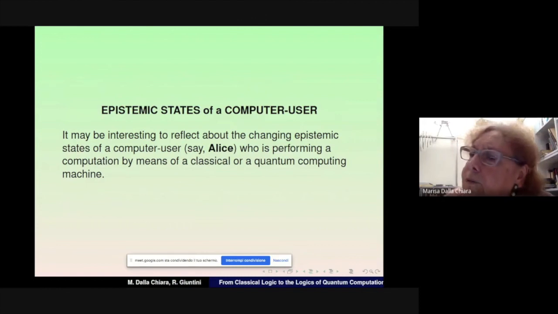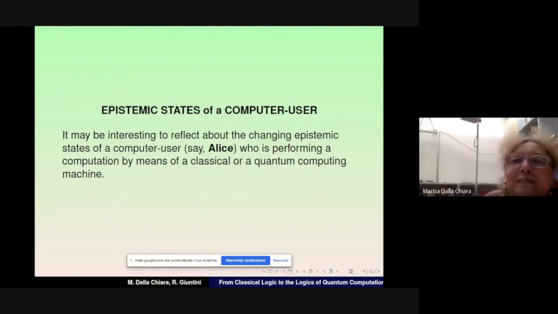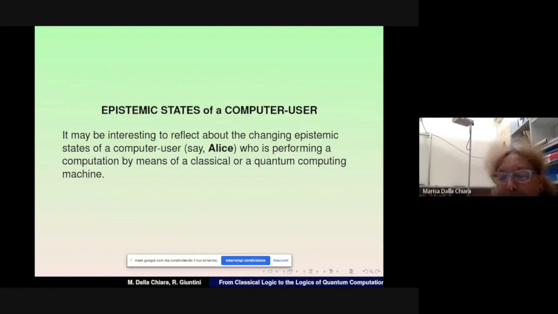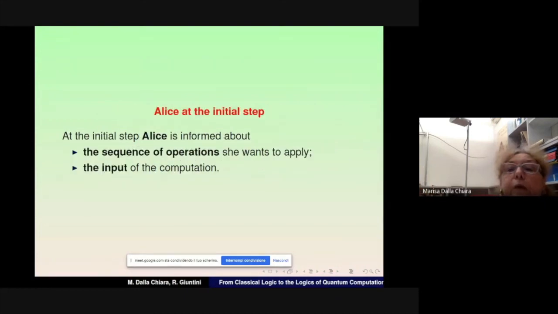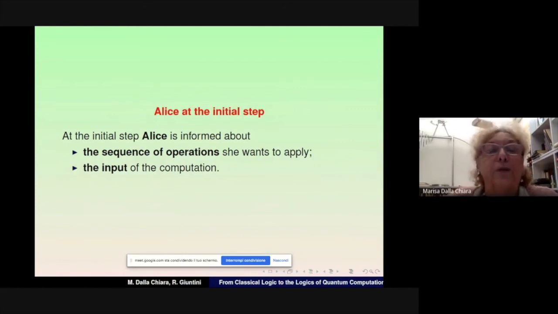And now I would like to discuss a particular problem that perhaps concerns possible epistemic interpretations of quantum computation, but in a very particular sense. It may be interesting to reflect about the changing epistemic states of a computer user, say Alice, who is performing a computation by means of a classical or even a quantum computing machine. What happens at the initial step of the computation? At the initial step, Alice is informed about the sequence of operations she wants to apply and about the input of the computation.